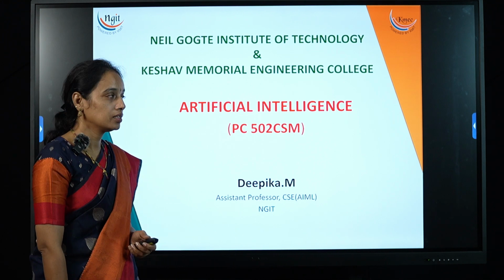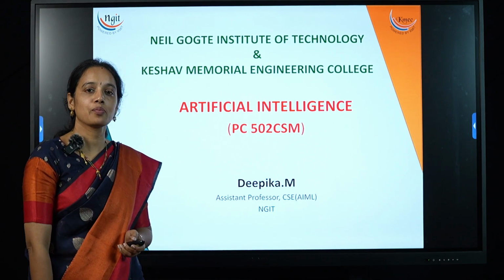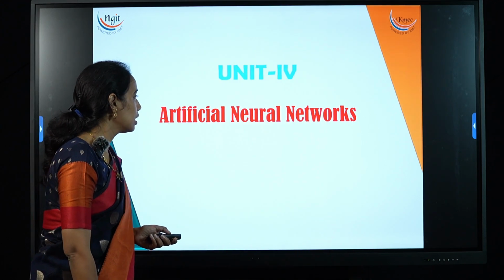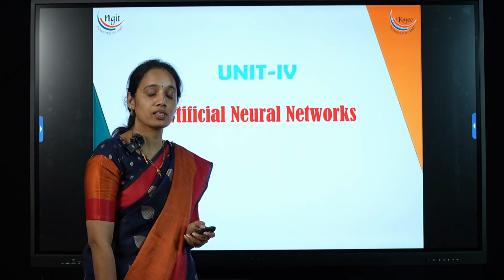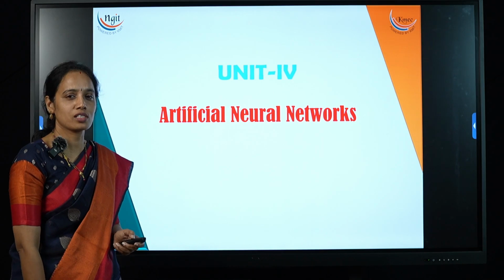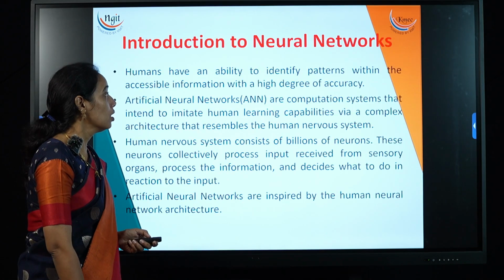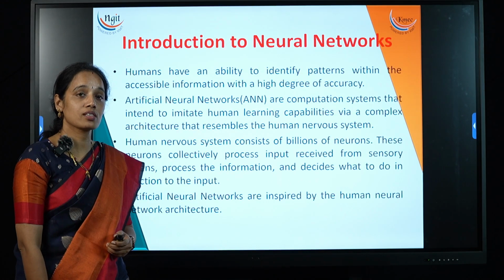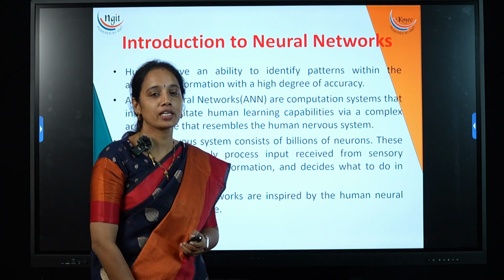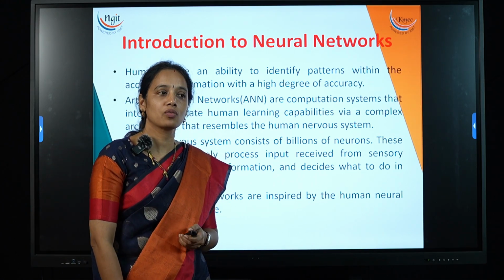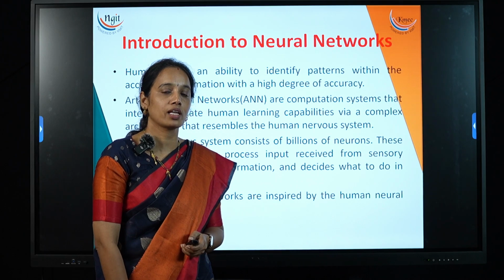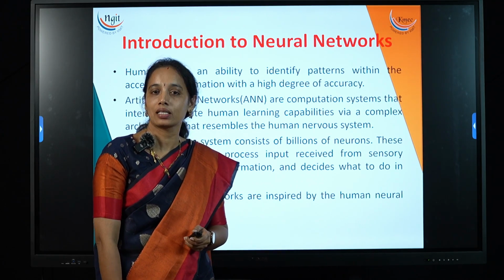Good morning everyone. In this session, let us continue the same unit 4, that is learning. In this learning, today let us discuss about the artificial neural network, or simply we call it as ANN. Let us discuss what is this neural network and how we are going to relate it to the human brain processing system, and what are the different types of neural networks like single layer feed forward networks and multi-layer feed forward networks.